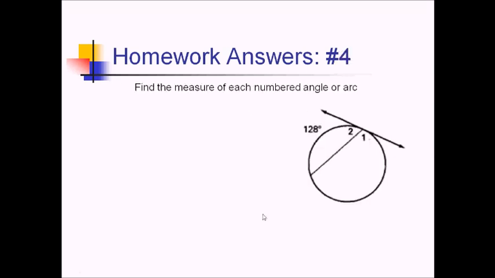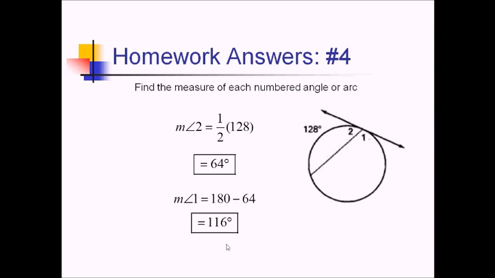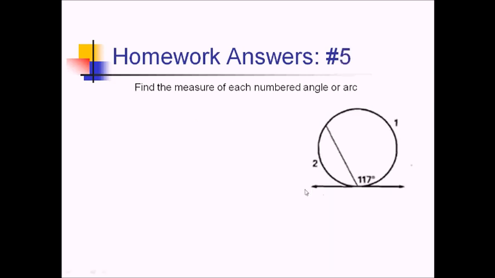For number 4, we're trying to find the measures of angles 1 and 2. Angle 2 will be the easiest one. This is an inscribed angle, so this will be half of this 128 arc that it intercepts. Half of that's going to be 64 degrees. And then finding angle 1 from there, since these are on the same line, they're going to be supplementary. So we know that angle 1 is going to be 180 minus 64, which gives us an angle of 116 degrees.